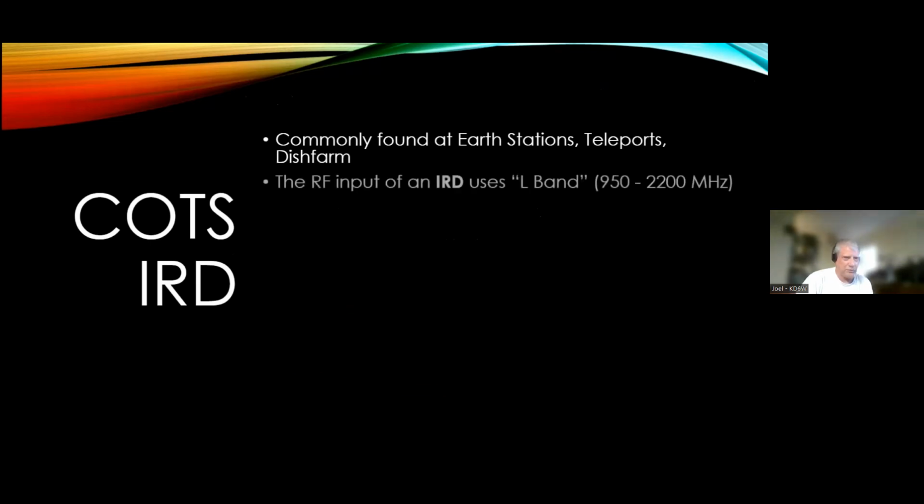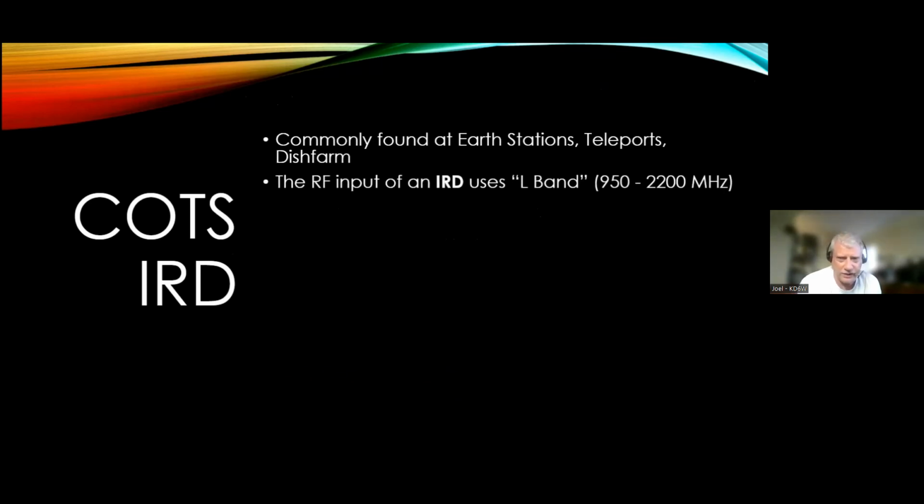So now you're ready to start modulating with this QPSK signal. Now here's the reason why QPSK. COTS stands for commercial off-the-shelf. IRD stands for integrated receiver decoder. And these integrated receiver decoders are commonly found at earth stations, teleports, dish farms. These are what's used by the commercial broadcasters.